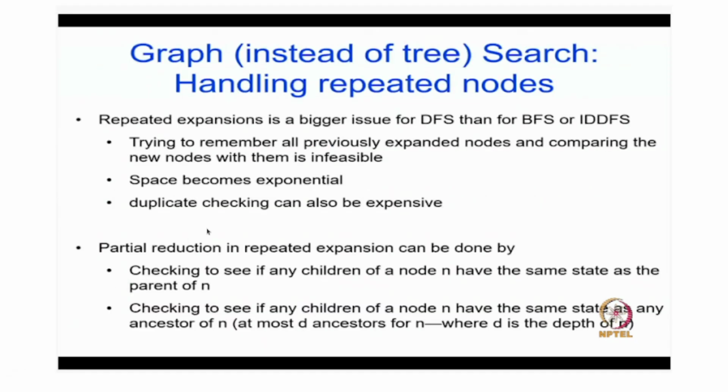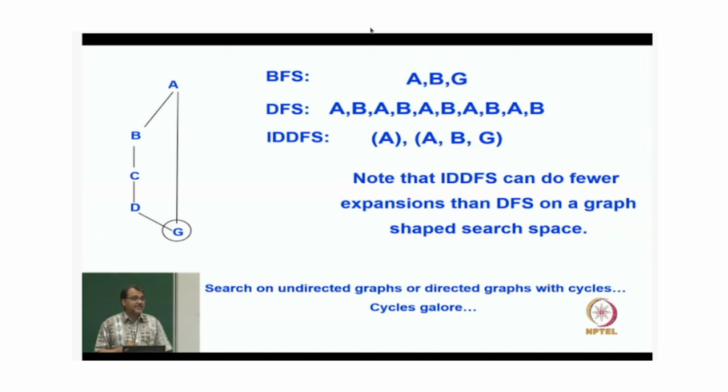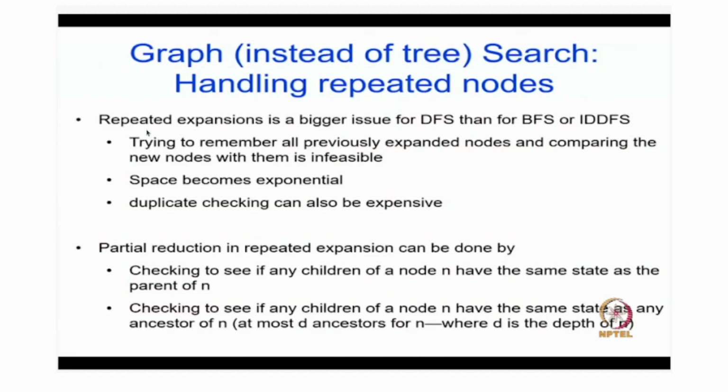The solution is mentioned here: partial reduction in the repeated expansion can be done. Those repetitions we need to track somewhere. For example, this was a scenario of A to B and from B to A. Why should we go to A? How do you know? If you have tracked and saved that you have already explored that node, then you will not go there. This is where you can restrict that part: wherever you have already reached, please don't go there.